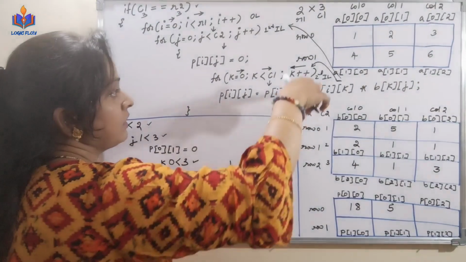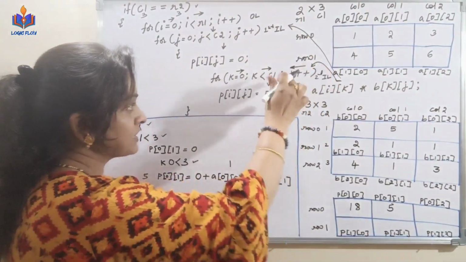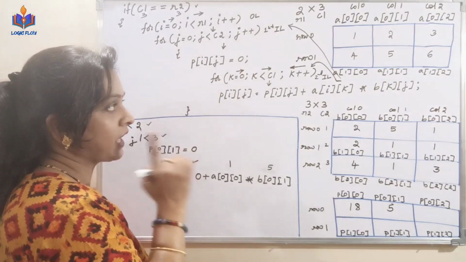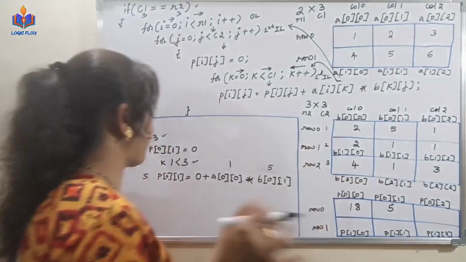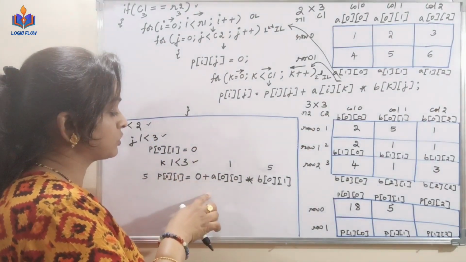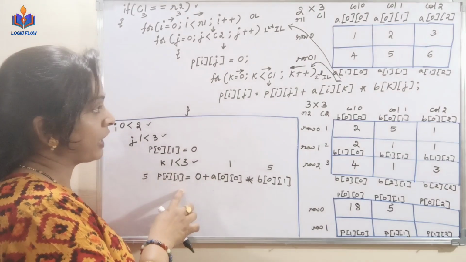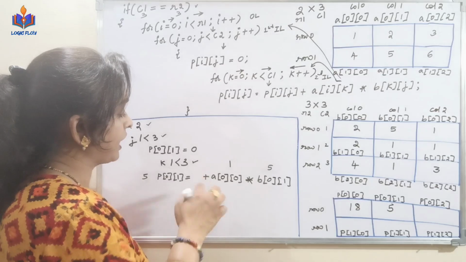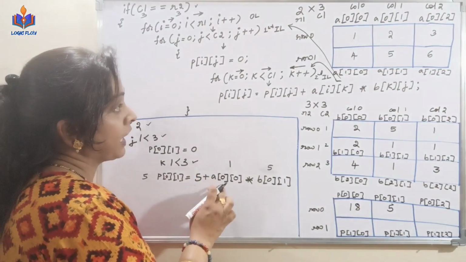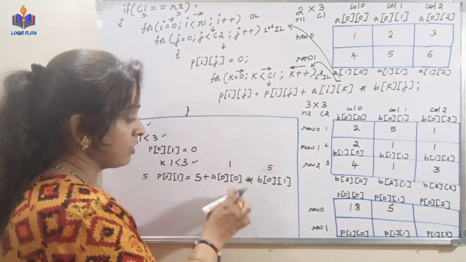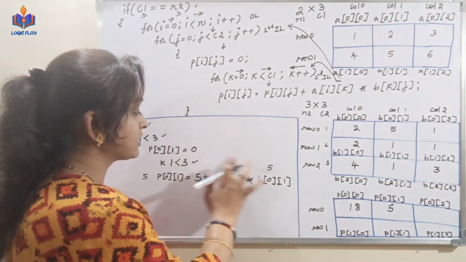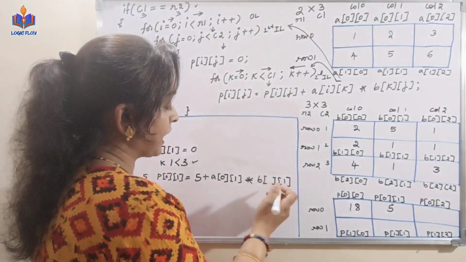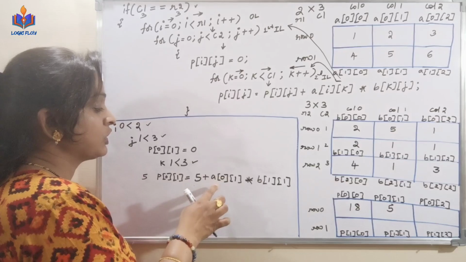Okay. Then again the second inner loop progress, K gets increased, K becomes 1. 1 less than 3. So remember K is taking care of the columns of the first matrix. 1 less than 3, yes, condition true. Again I say P of ij, that is the same thing, 0, 1 equal to P of ij, the value has changed, it is 5, plus A of ik. I is 0, K has changed, it is 1. K is 1, J is 1. So A of 0, 1.